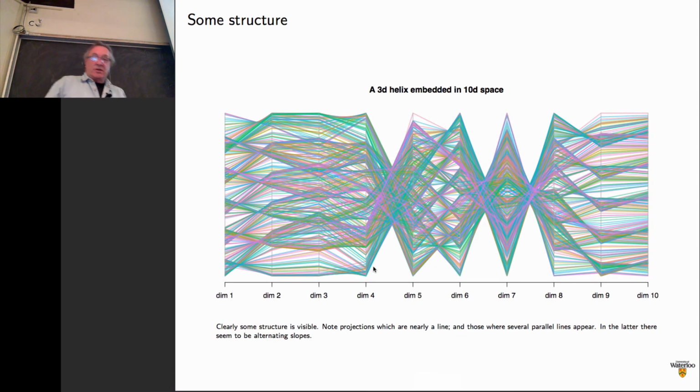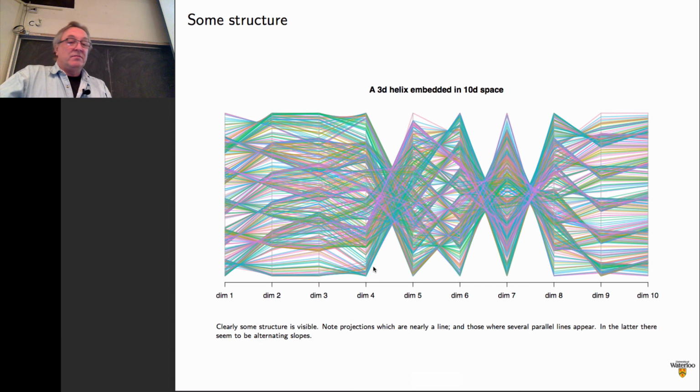So here's an interesting structure. This is a 3D helix, a spring. It's a 3D spring that I've embedded in a 10-dimensional space. And so what are you seeing? You're seeing a lot of structure, clearly.